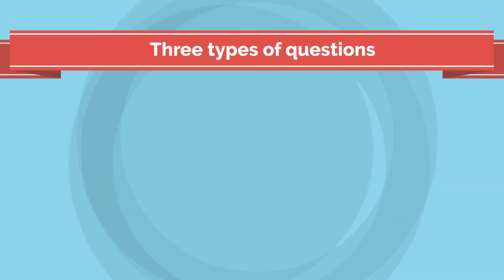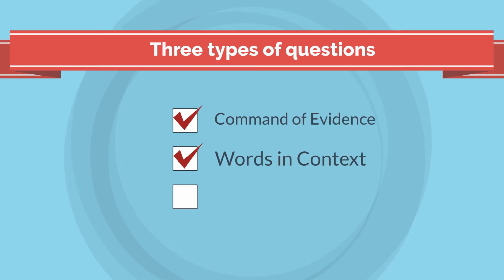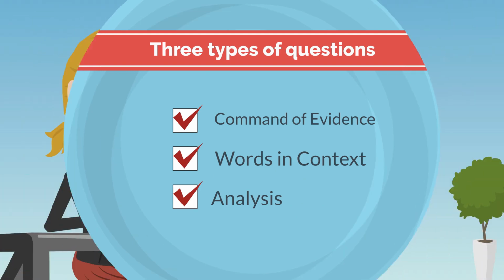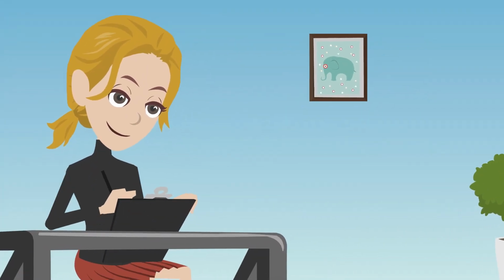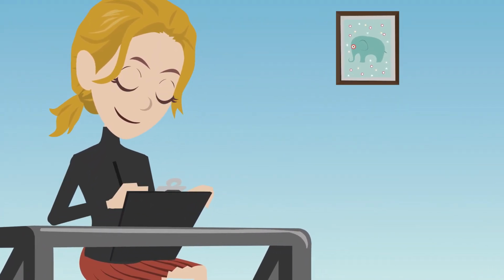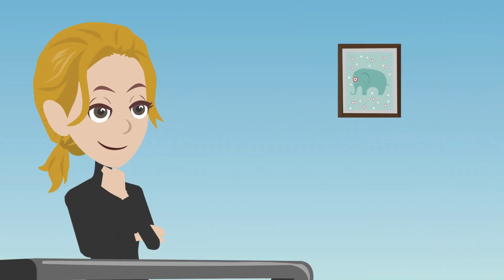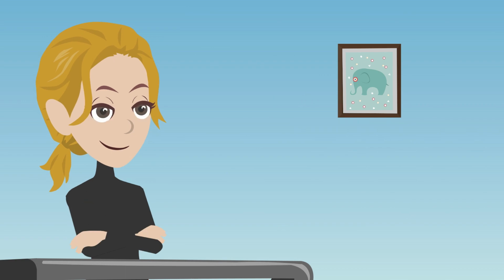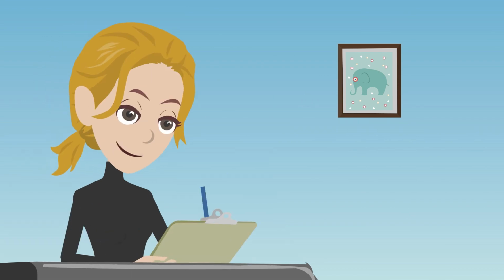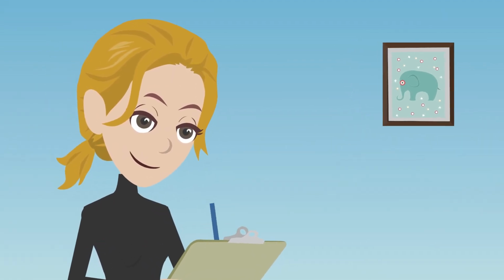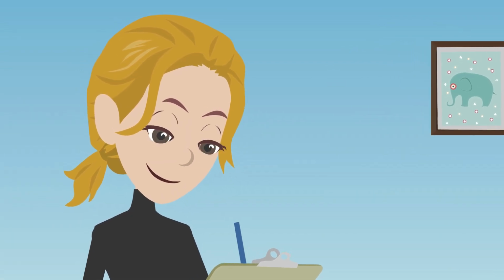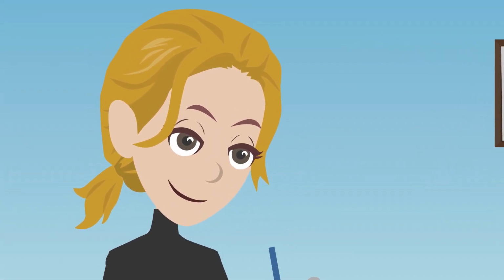Question types. There are 3 types of questions in the reading section: command of evidence, words in context, and analysis. Command of evidence questions require you to identify the part of the passage that supports your answer. Words in context questions ask you to determine the meaning of a word based on its use in the passage. Analysis questions require you to make inferences, analyze the author's tone, or draw conclusions based on the information presented in the passage.